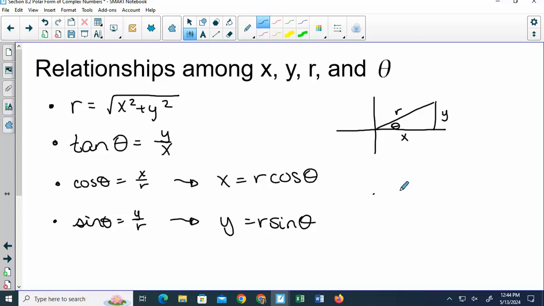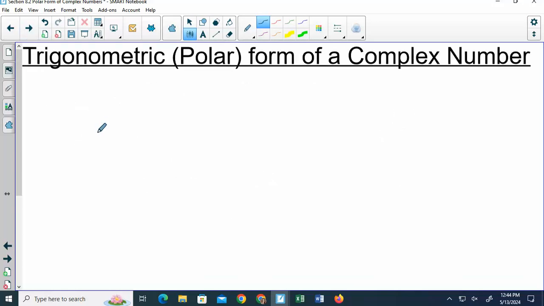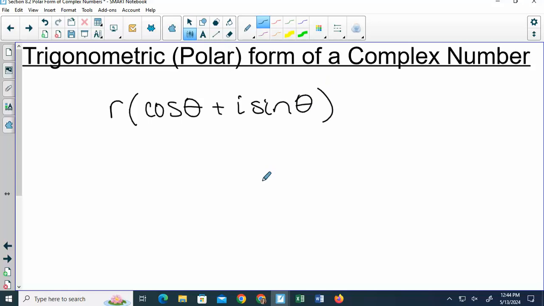Is that okay? So when we talk about what is called the polar form of a complex number, it is defined to be r times cosine theta plus i sine theta. Okay, and here's why. Here's our explanation.